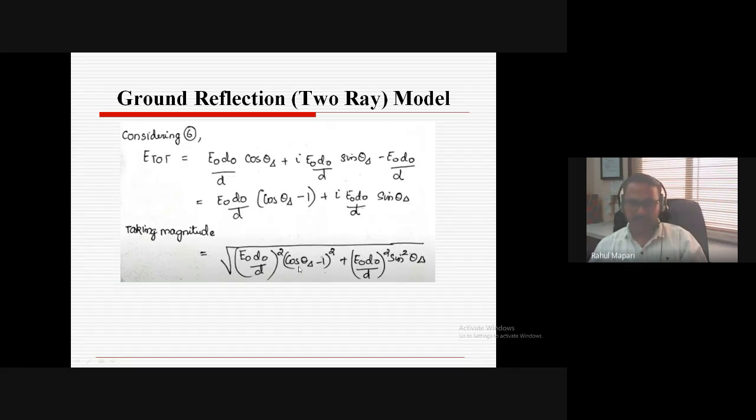Here it becomes (a minus b) square, what will it be? A minus b square is a square minus 2ab plus b square. So cos square minus 2 cos theta delta plus 1.